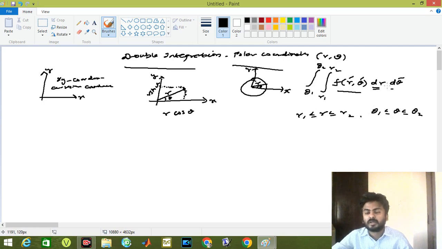After that, on differentiating or integrating with respect to r, theta acts as a constant. On integrating with respect to theta, r acts as a constant. So these are the fundamental ideas that you have to write under the topic polar coordinates, double integration of polar coordinates. After that, draw this diagram.